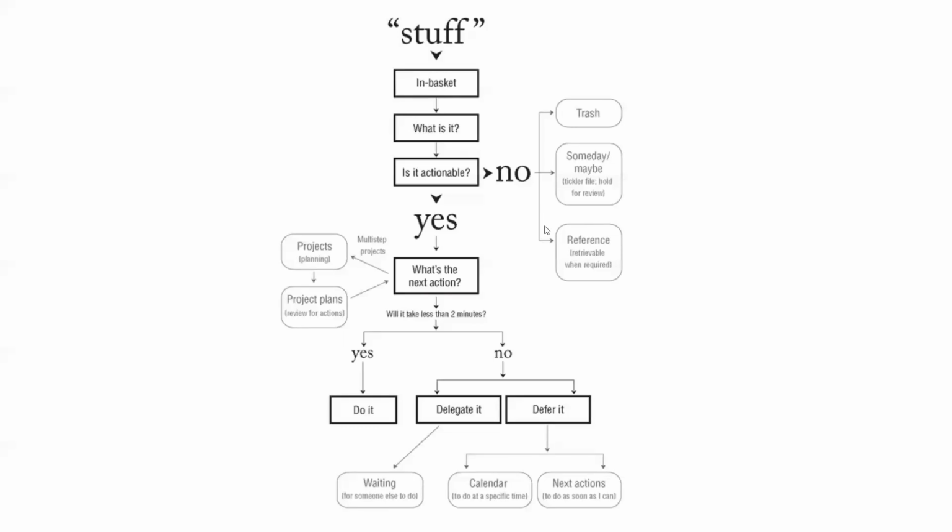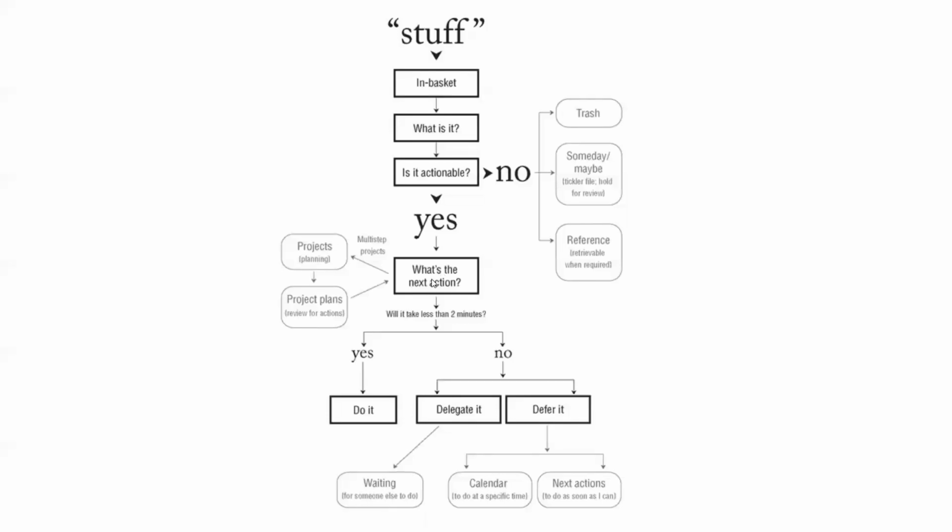Or it's just useful reference material. Maybe I'll need this information when I'm trying to do X, so I'll put it in a file, and then anytime that I am trying to do that thing, I can go and get it. So it's just helpful information that's available when needed, kind of like a personal library. If it is actionable, then the question is, what's the next action? What needs to be done first?